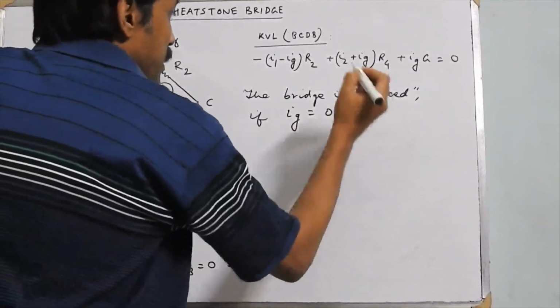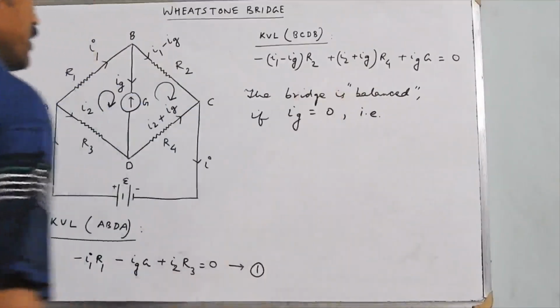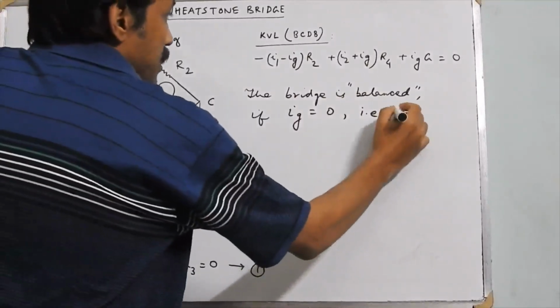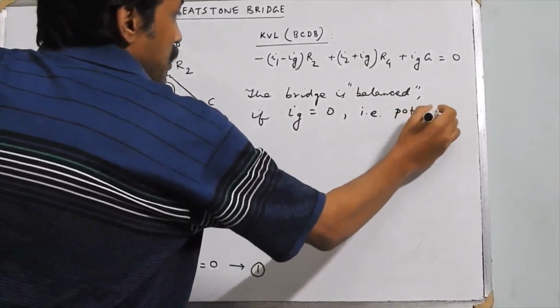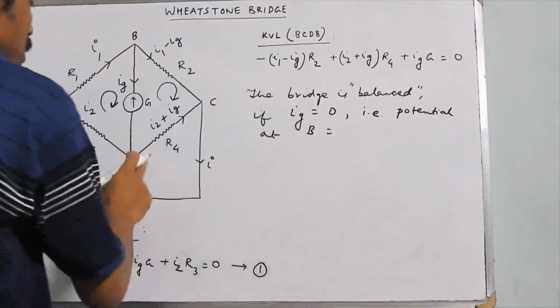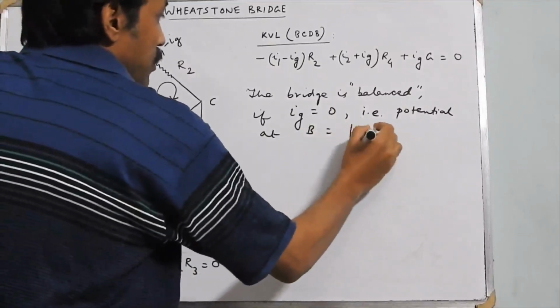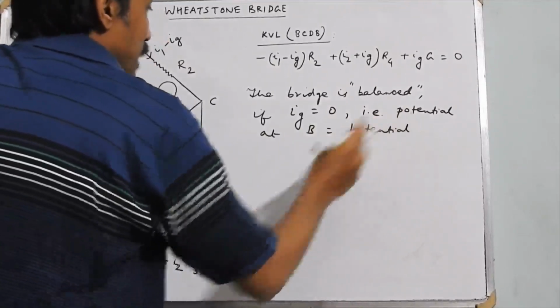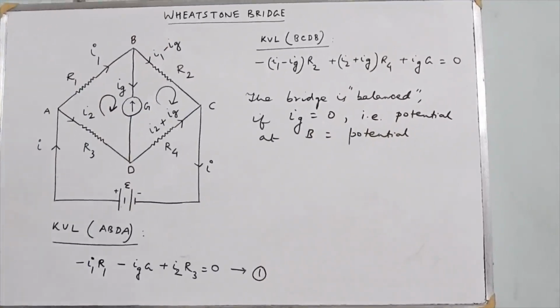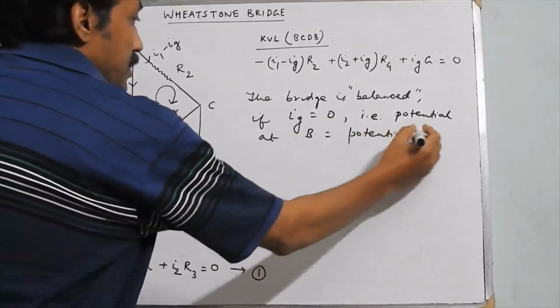So alternatively, you can say that for the bridge to be a balanced one, the potential at B is equal to the potential at D, so that no current flows through the galvanometer. The galvanometer shows a null deflection. It does not show any deflection.